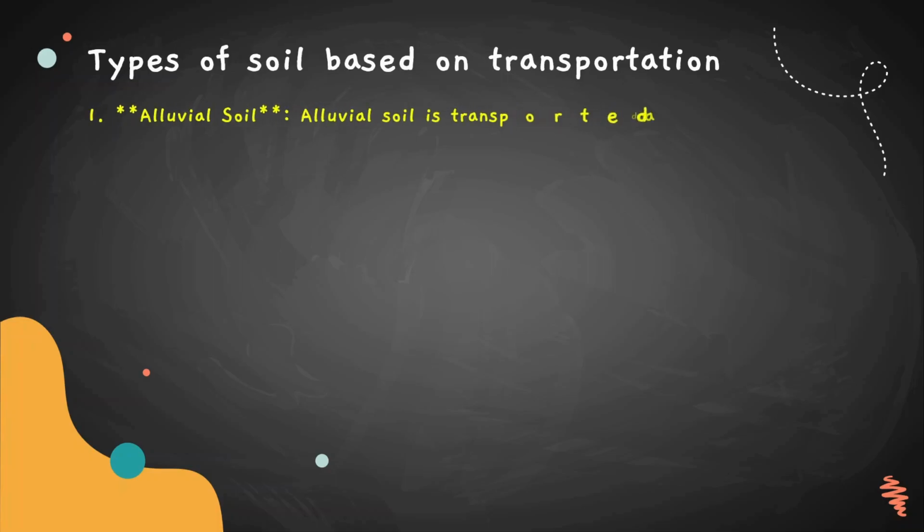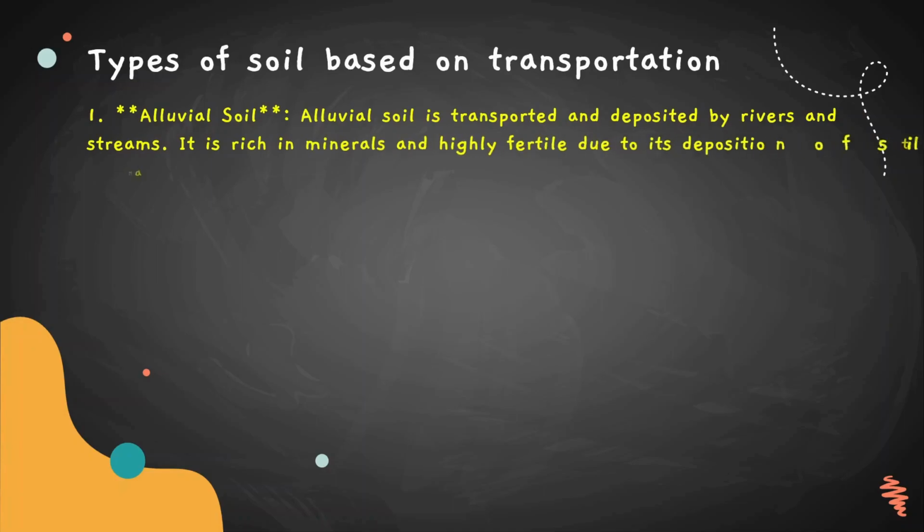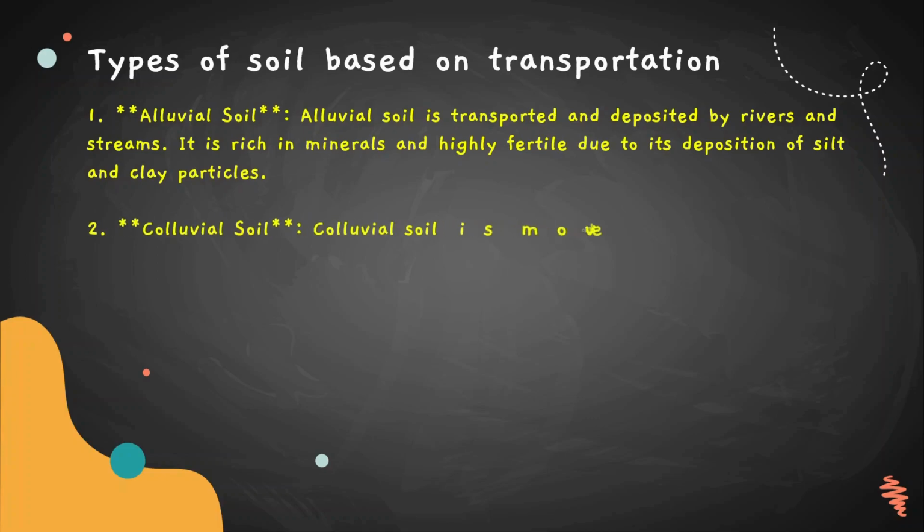First is alluvial soil. Alluvial soil is transported and deposited by rivers and streams. It is rich in minerals and highly fertile due to its deposition of silt and clay particles. So alluvial soil, you can remember, is transported by rivers and streams, and it has high fertility.